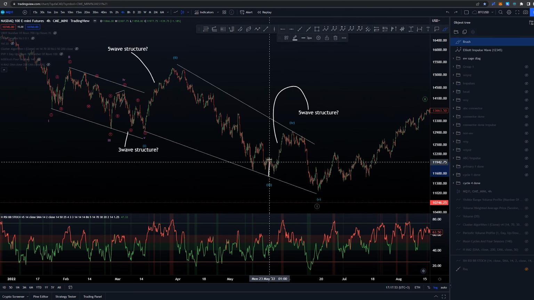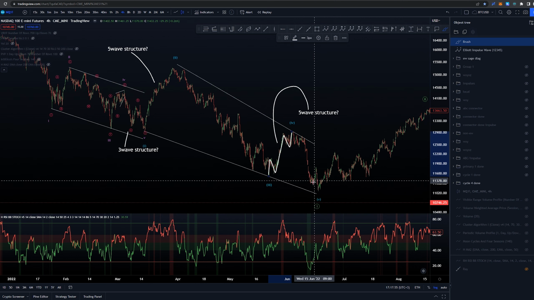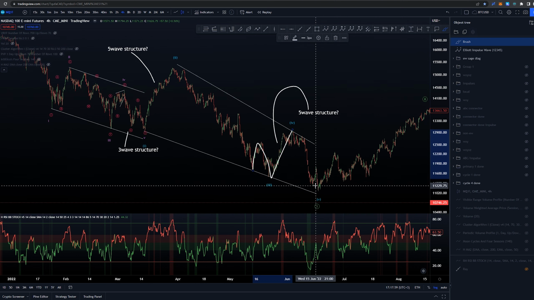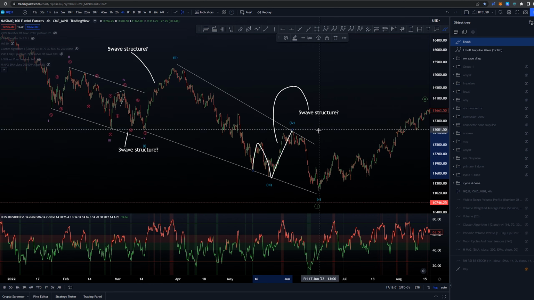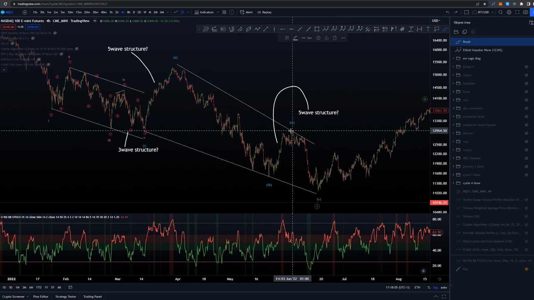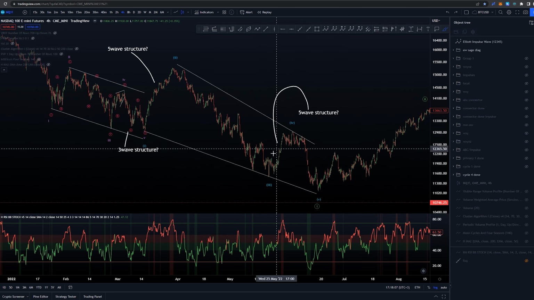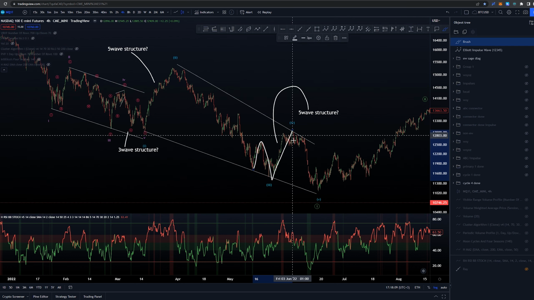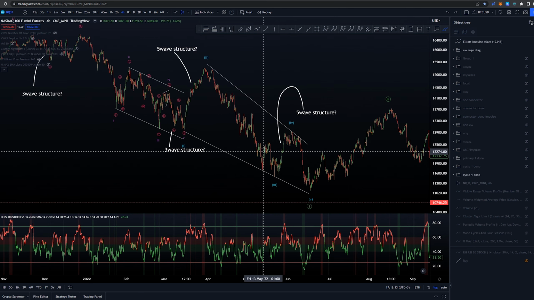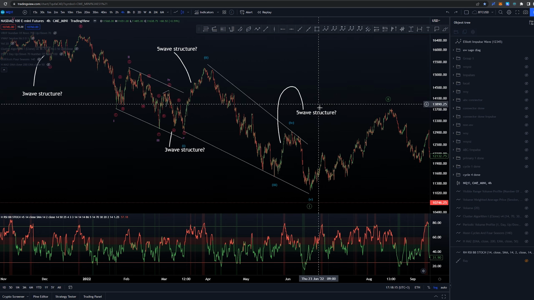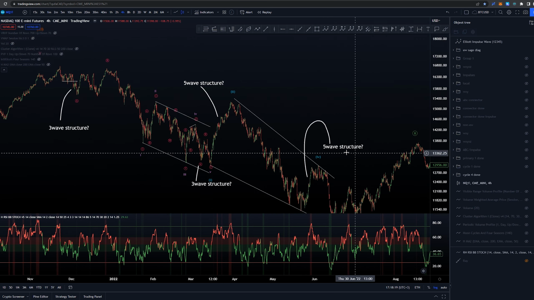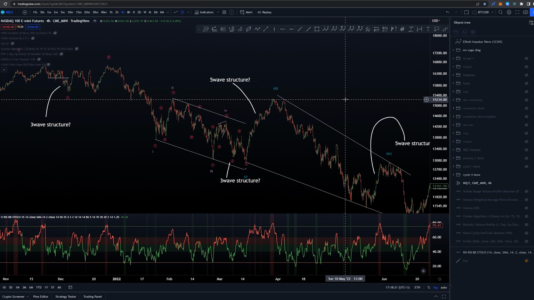So to me, this looks like a clear five-way structure, and that's why I do have this on the WXYXZ counts or WXY counts as an ABC expanded flat. But here it has to be a wave 4, because again, we can't allow expanded flats or any kind of flat patterns in the wave 4s. So that is one reason why I don't like this. Okay, moving on to the next part.